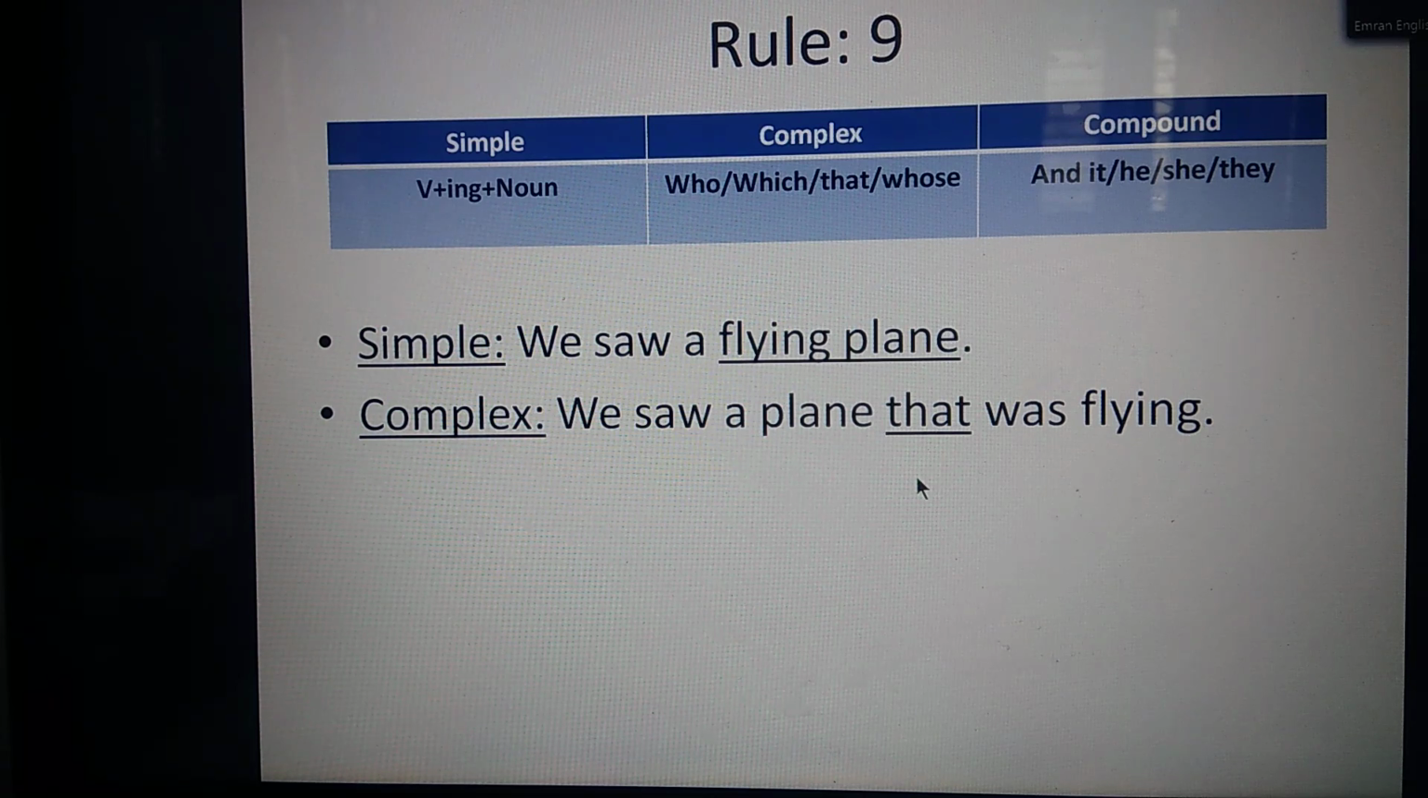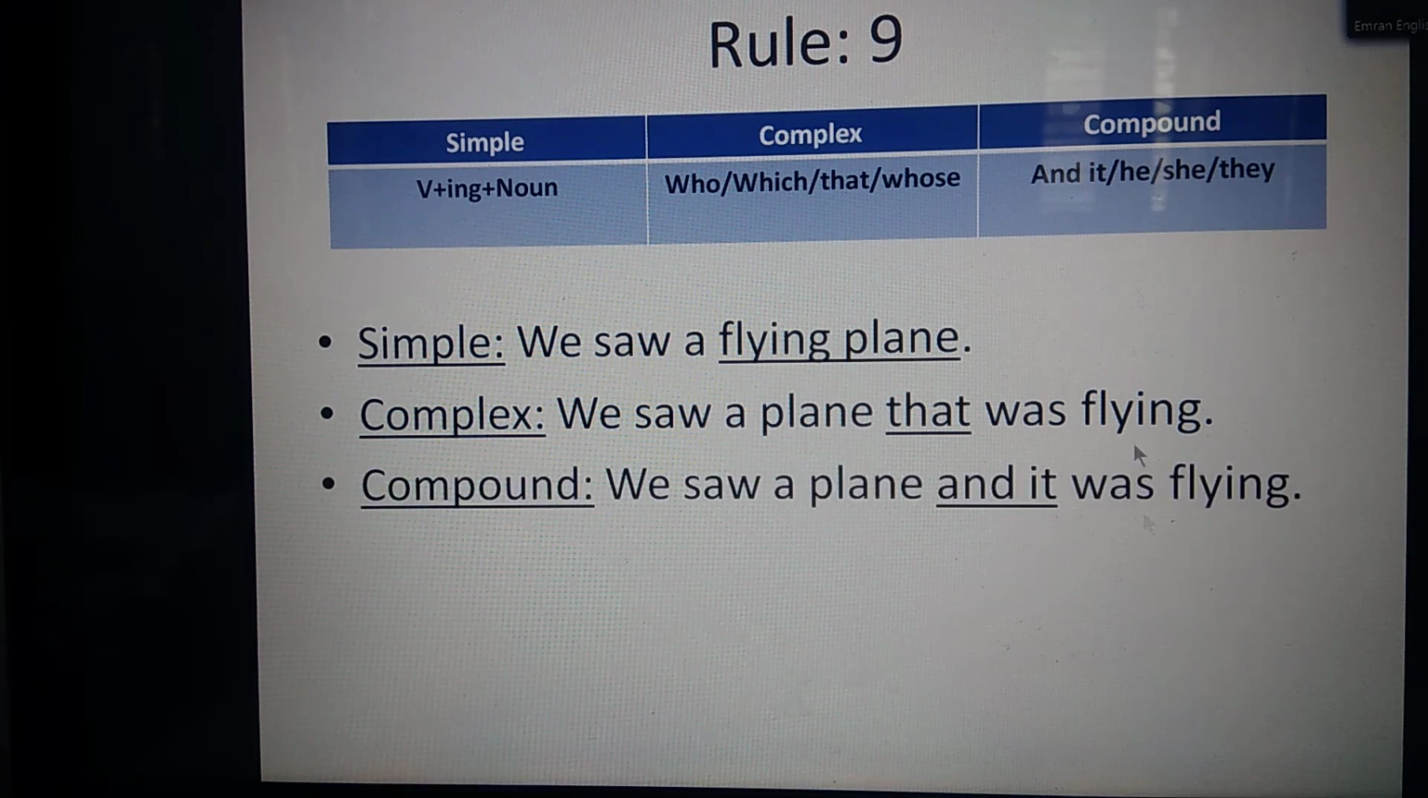To make the sentence compound, we need to drop the subordinating conjunction that and use the coordinating conjunction and just here, and then add a subject. As our plane is an object, we should use the subject it here. So we saw a plane and it was flying. So this is the compound one.